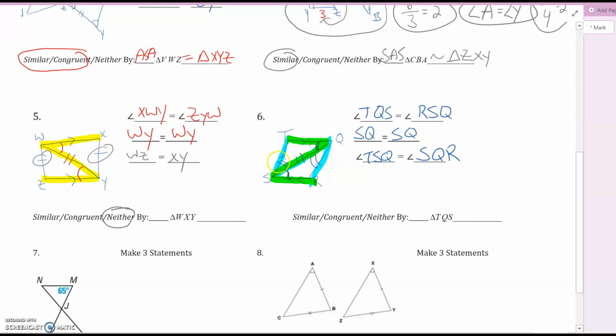Now I'm looking, I can't use the arrows, so angle, side, angle, staying in one triangle, angle, side, angle with angle, side, angle on the other one. TQS, going nothing, 1, 2, RSQ.